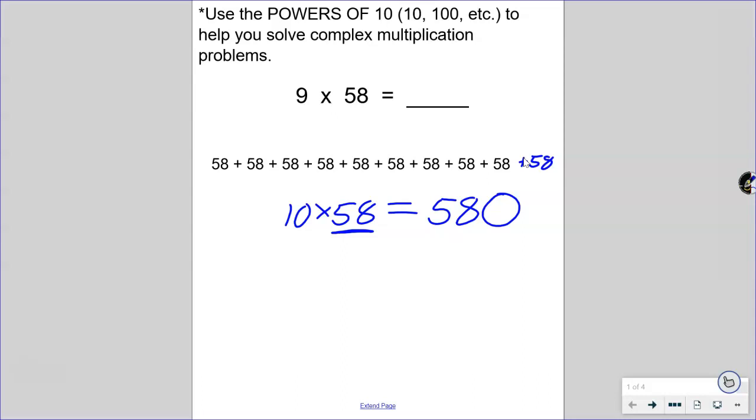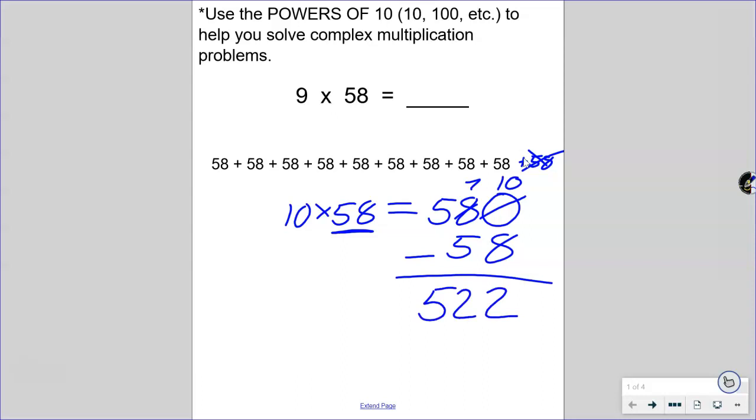And now we want to solve for 9 groups of 58. So we're going to go ahead and take away the extra group of 58 that we added on. So if I take away 58 from this number, that is going to get us, and I'll do the borrowing just to model, that 8 will become a 7 and this 0 will become a 10. And now we see that we're going to end up with 522 for our product. So that should be a review, but it's a reminder that the number 10 can make things easier.